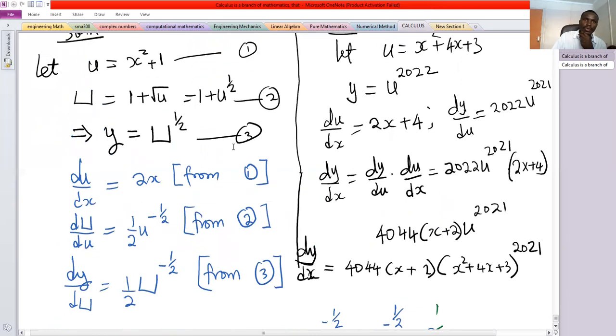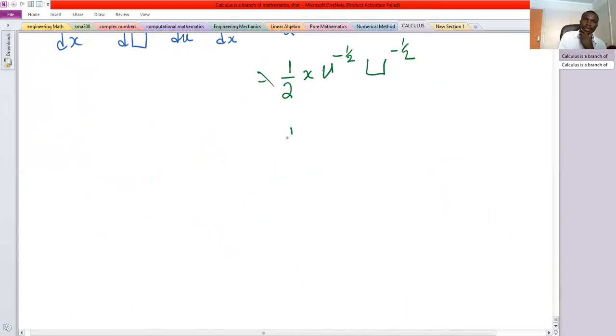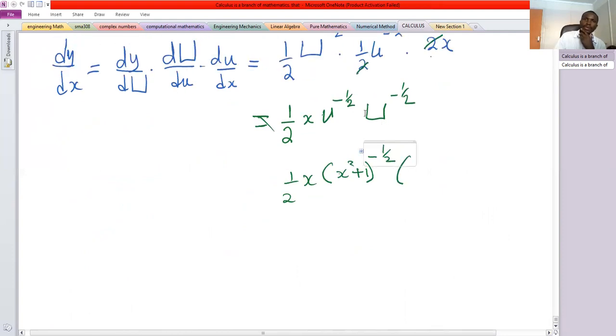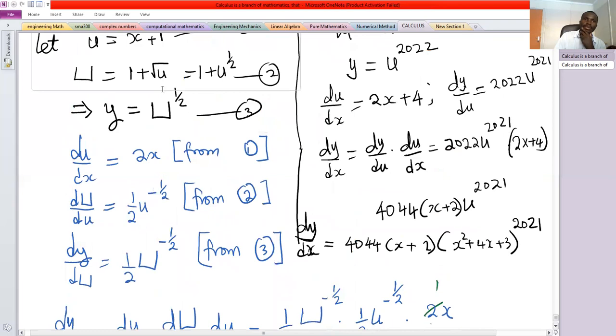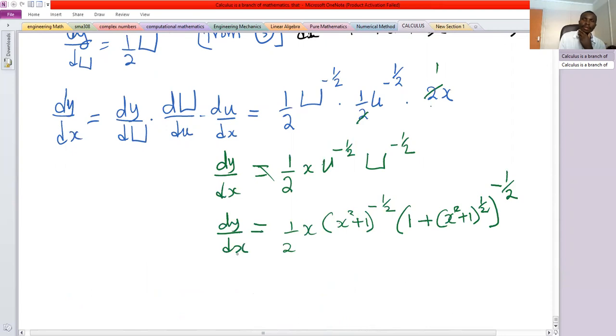Remember, small u is x squared plus 1. So this will be a half x squared plus 1 raised to minus a half, times capital U, which is 1 plus square root of small u. So it's 1 plus x squared plus 1 raised to a half, and then raised to a negative half. So this is dy dx.